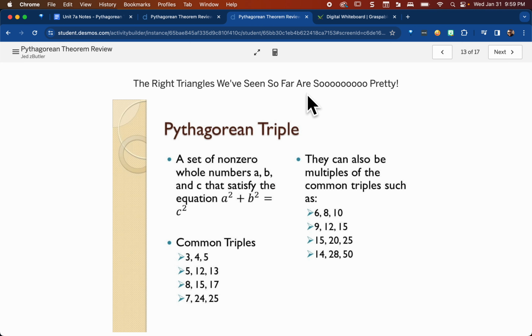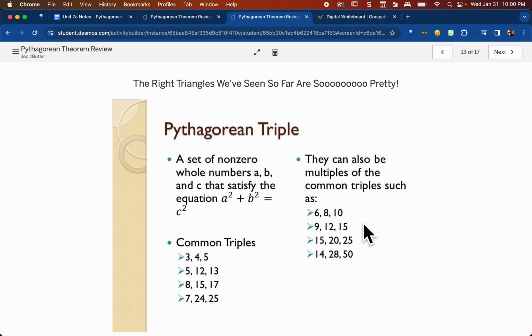Both ways would have worked. So it's sometimes helpful to know common integer numbers that fit this pattern, where you don't have to approximate it with a decimal or write it in a square root form. But common triples you'll see are 3, 4, 5; 5, 12, 13; 8, 15, 17; and 7, 24, 25.